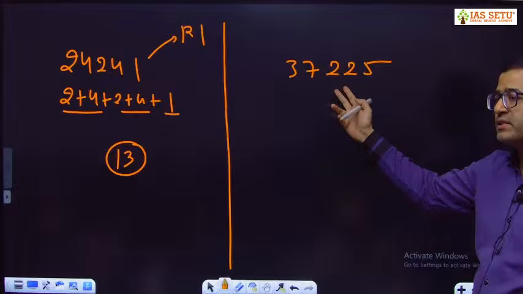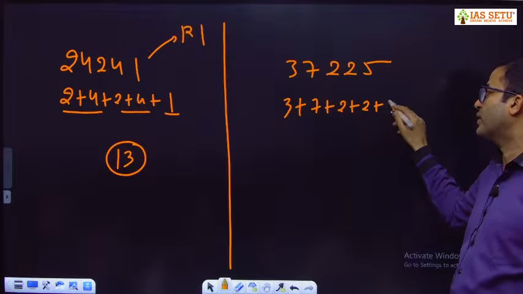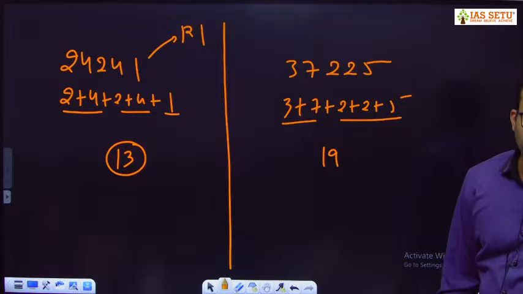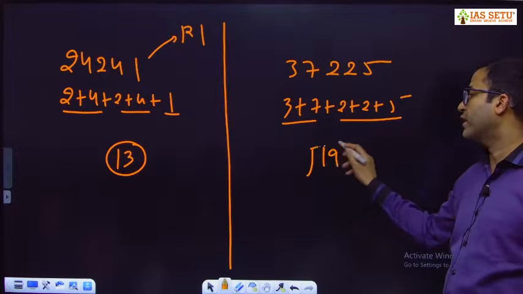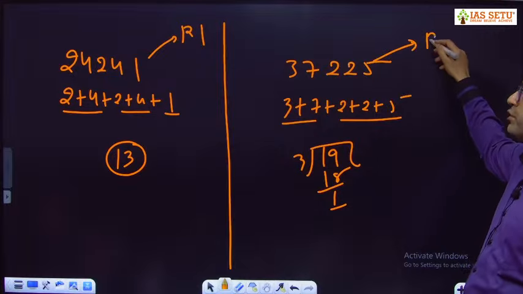Similarly, in this case, this is 3 plus 7 plus 2 plus 2 plus 5. This is 10 plus 9, 19. Is this 19 divisible by 3? No. But if you divide 19 by 3, what is the remainder? 1. So this number gives you remainder 1.